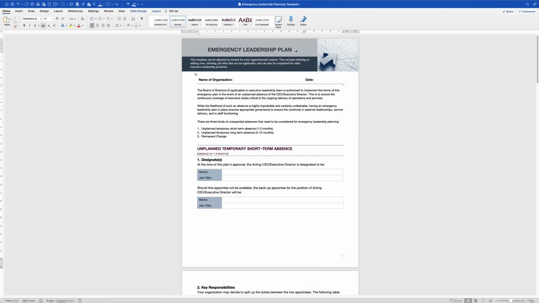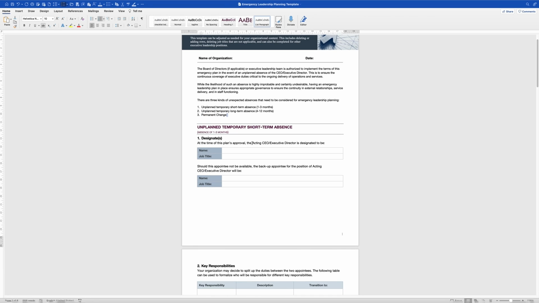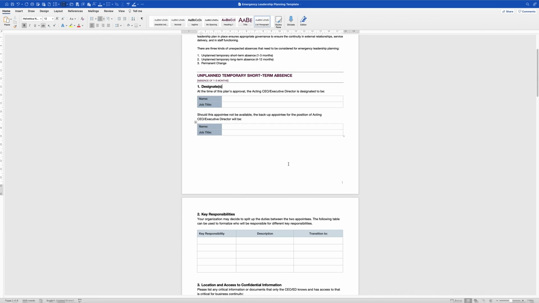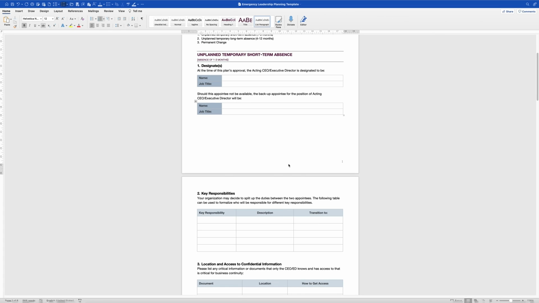The emergency leadership planning template should be completed in every organization because of the 3 kinds of unexpected absences that could occur. 1, an unplanned temporary short-term absence that lasts between 1 to 3 months. 2, an unplanned temporary long-term absence which lasts between 4 to 12 months. And 3, a permanent change. You should have a plan completed for the CEO or executive director position. You may also want to have a plan in place for other executive or senior positions. That is up to your organization to decide.